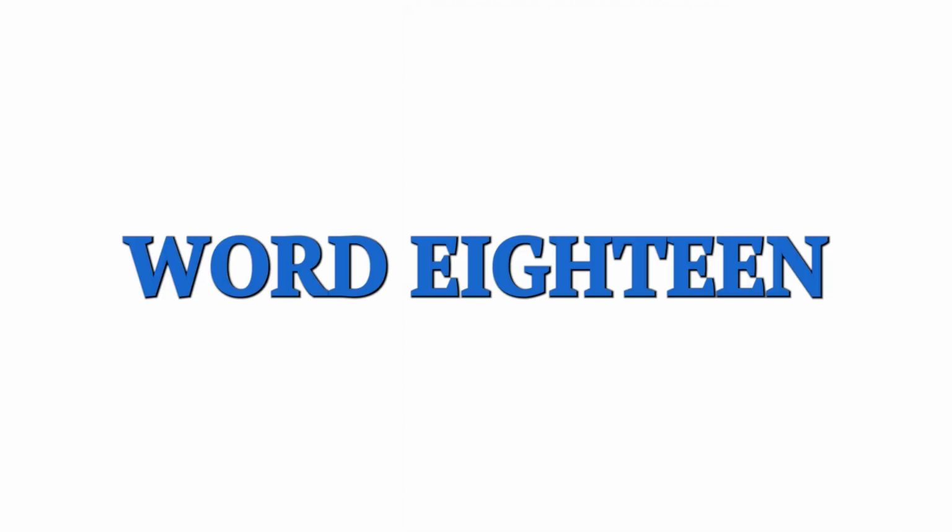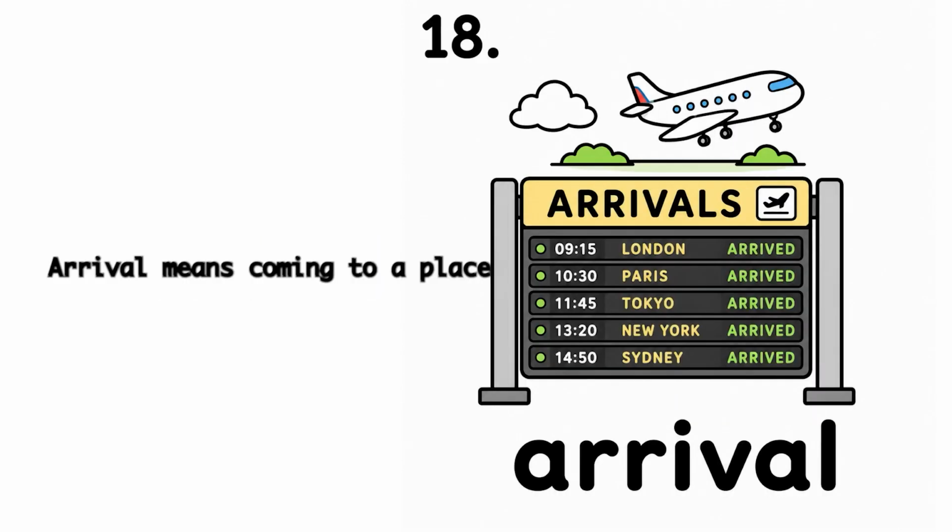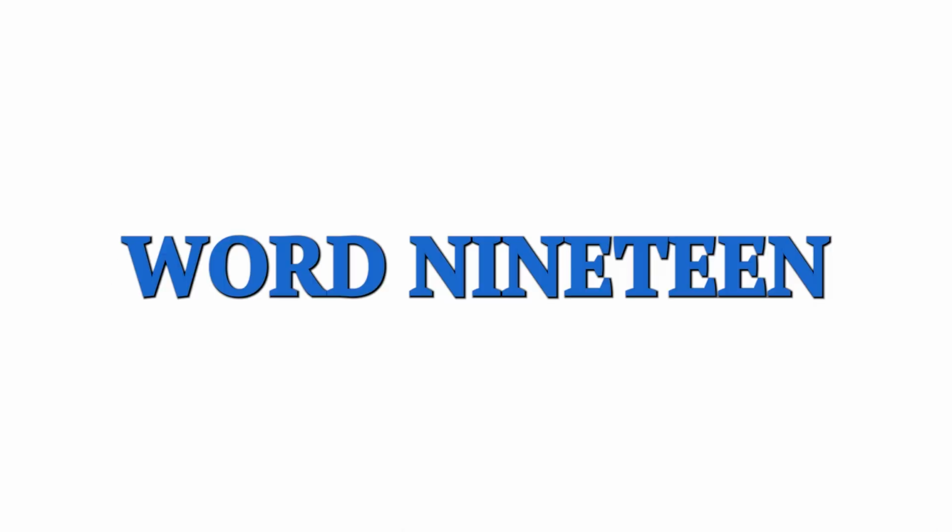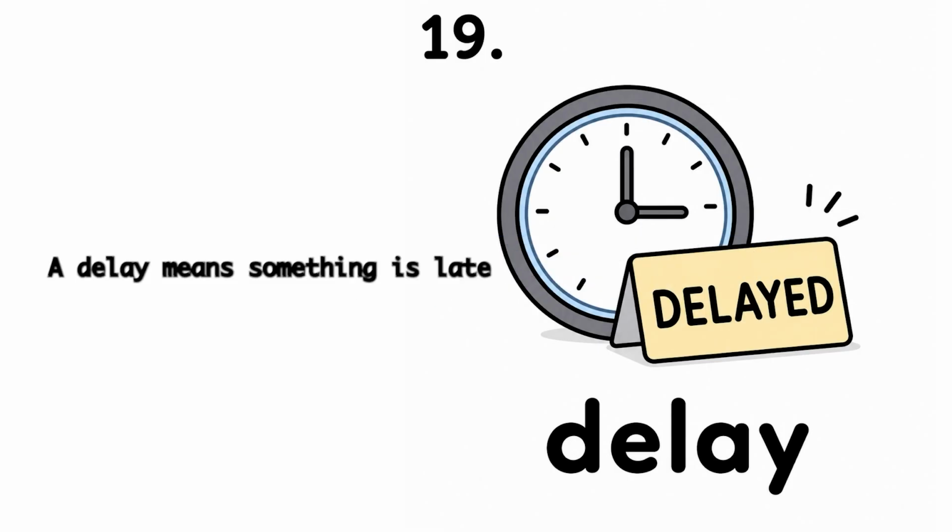Word 18. Arrival. Arrival means coming to a place. Example. The arrival time is 12 o'clock. Word 19. Delay. A delay means something is late. Example. There is a delay.